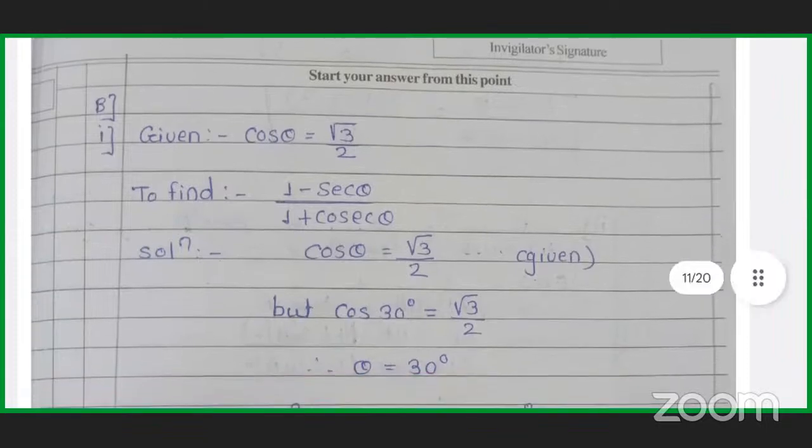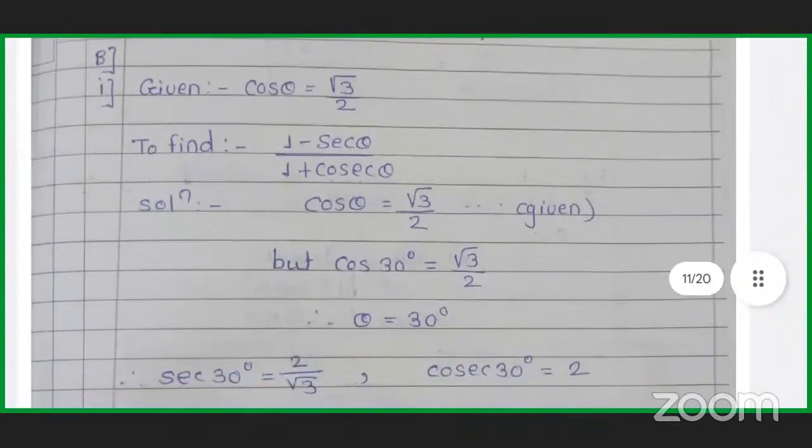But we know that cos 30 degree has the value root 3 upon 2. So what is the value of theta? This will be 30 degree. So here theta is replaced by 30 degree. So we have to find out the sec 30 degree value. That is 2 upon root 3. And cosec 30 degree, that is 2.